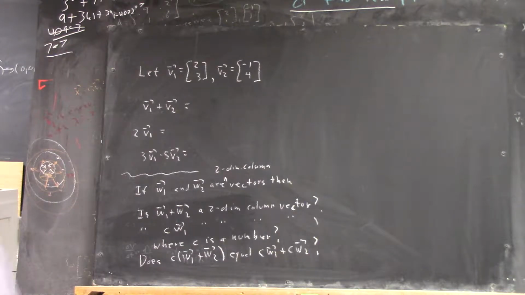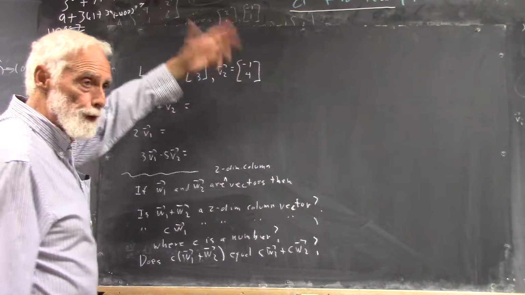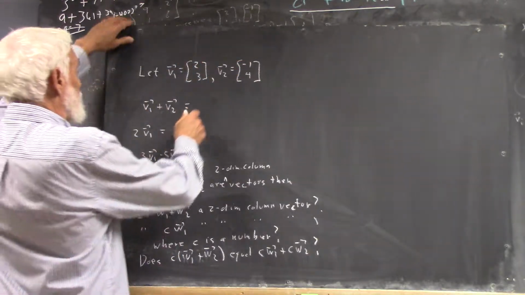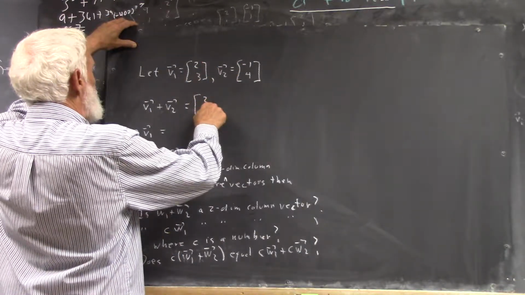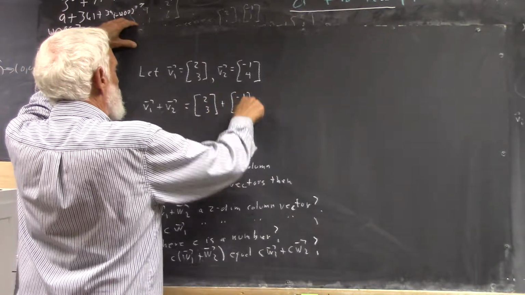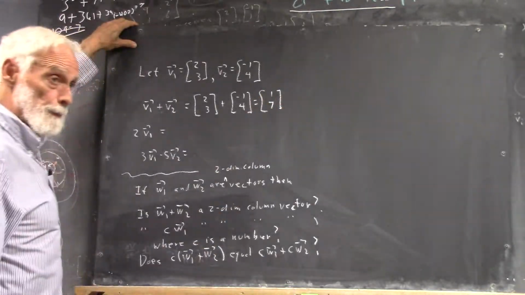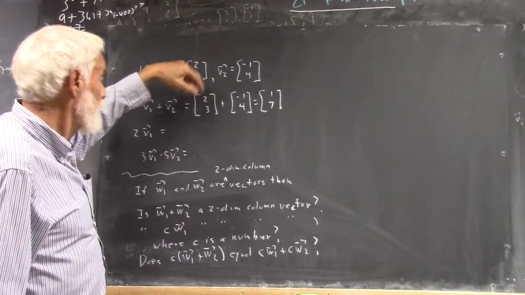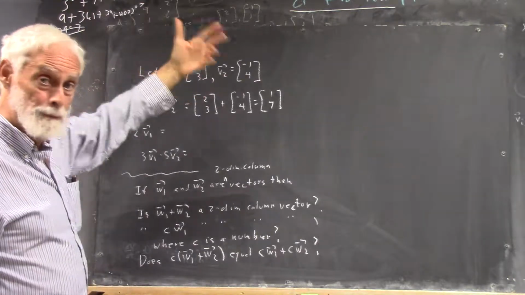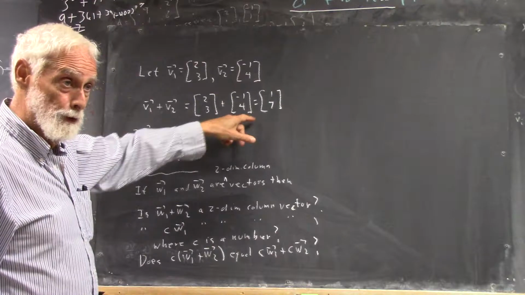Okay, so if V1 equals (2, 3) and V2 equals (-1, 4), then V1 plus V2, we would expect it to equal (1, 7), right? Because these are column matrices. We just add them as we would add matrices. We add them element by element, okay?